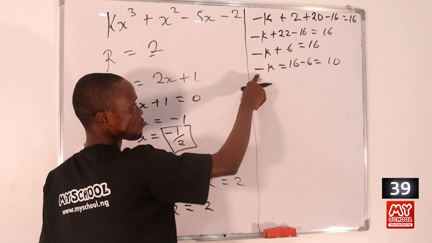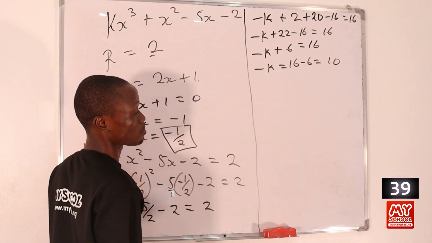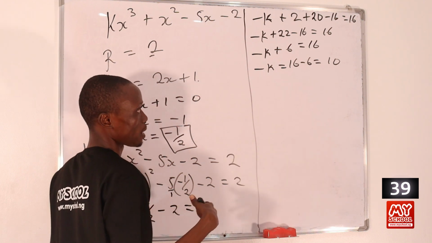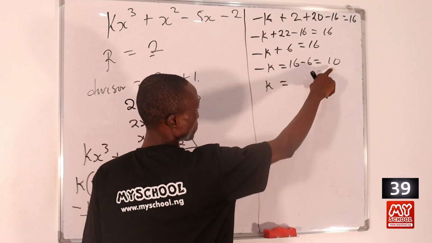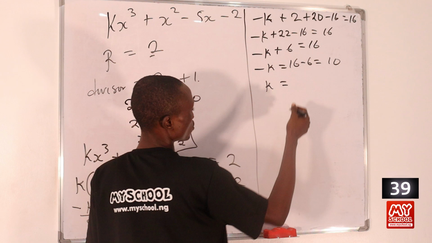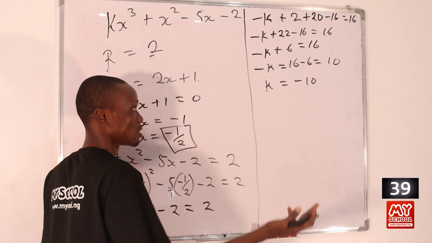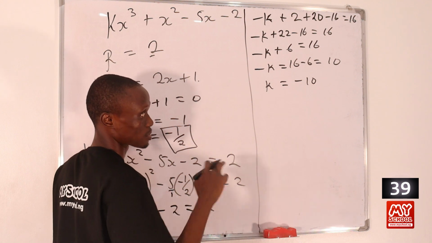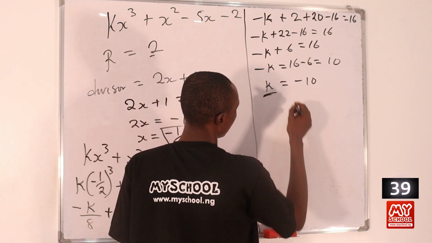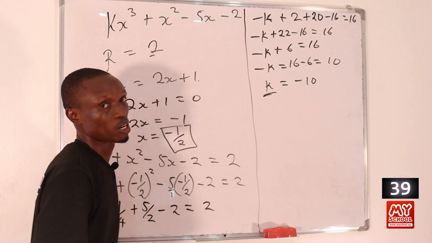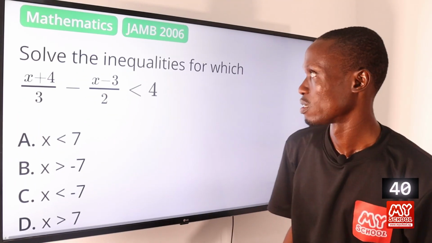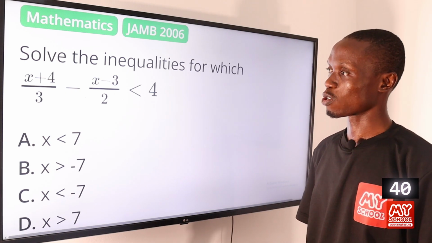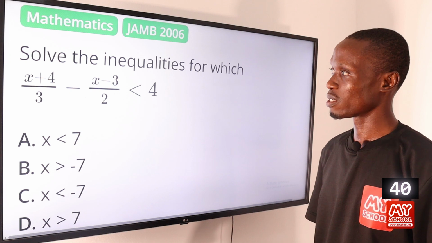Now, but remember, we are not looking for minus k, we are looking for the value of k, so we simply multiply through by minus 1. So if I multiply minus k by minus 1, that will be equals to k, and if I multiply 10 by minus 1, that will be equals to minus 10, or you can as well say divide through by minus 1. Okay, the answer still remains the same. So the value of k is equals to minus 10. So let's return back to the screen to pick the correct answer to this question, and that is option C, minus 10. Question 40. Solve the inequalities for which (x plus 4) over 3 minus (x minus 3) over 2 is less than 4.